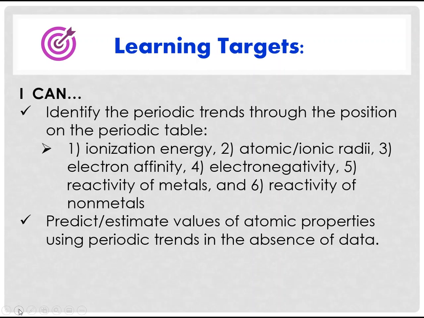We're going to be able to predict and estimate values of atomic properties using periodic trends in the absence of data. So what does that mean in the absence of data? This is very qualitative. I'm going to be able to tell that this particular element's atoms are bigger than this one in terms of atomic size or radii. So you'll be able to predict them qualitatively using the trends.